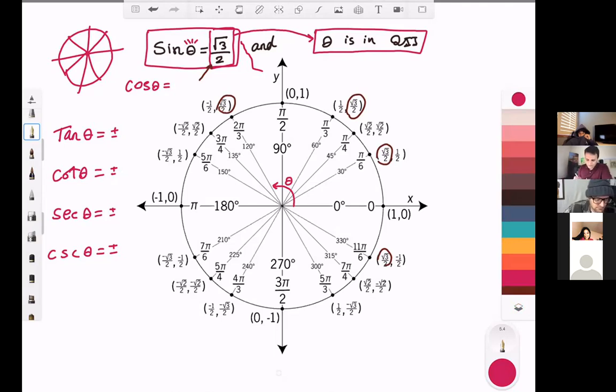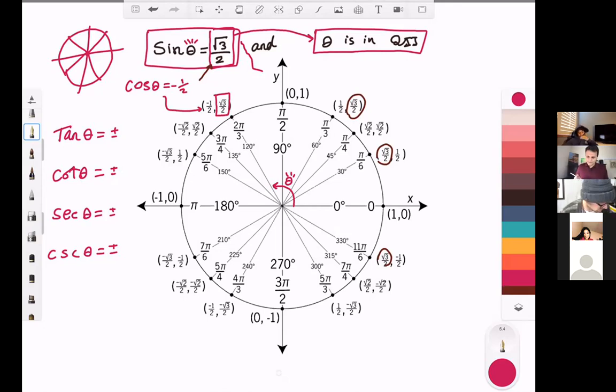Now that we are sure that theta is this one, and the value of sine is radical 3/2, the unit circle will answer it. We don't need to do any algebra. We just need to look at the table or unit circle that you have in your note sheet. Because cosine of theta is -1/2. It comes from here.